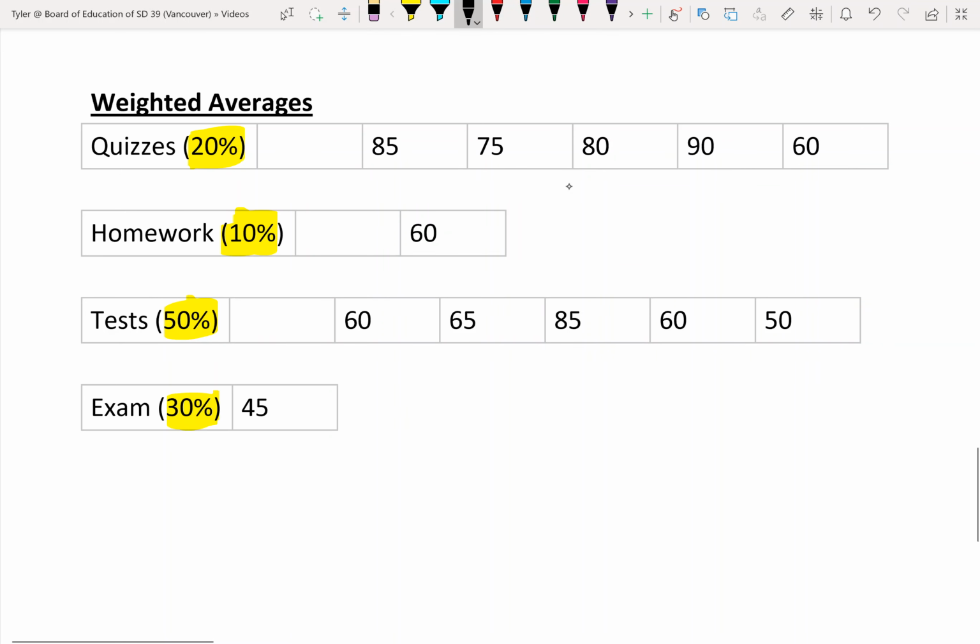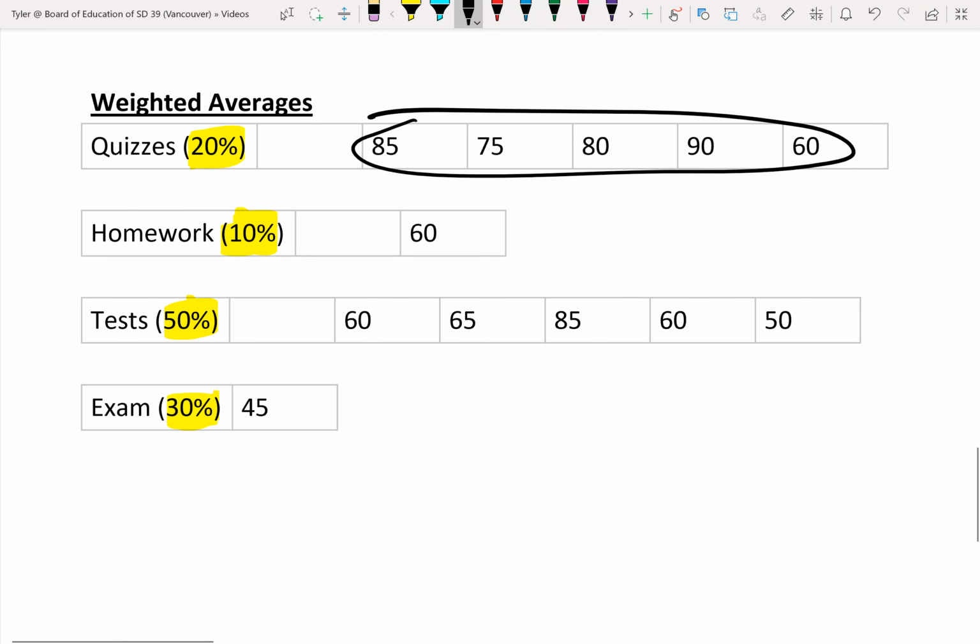So the average for the quizzes, we're going to find the total and divide it by the number of numbers. So it's going to be divided by 5. The total is 85 plus 75 plus 80 plus 90 plus 60. So I got 390 divided by 5. That gave me 78. Okay, the homework stays 60 because there's only 1 mark.